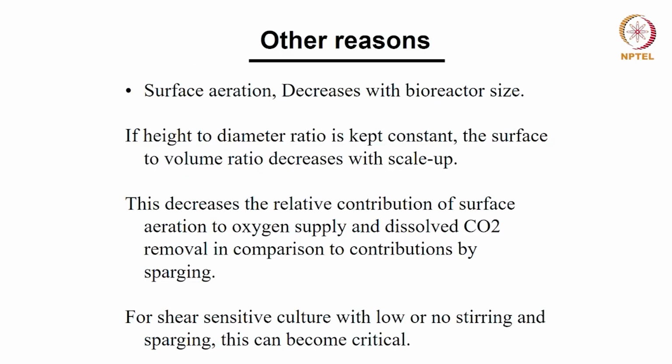Other reasons can be surface aeration, which decreases with the bioreactor size. If the height to diameter ratio is kept constant, the surface to volume ratio will decrease with scale up. So your surface aeration can get impacted. This would decrease the relative contribution of surface aeration to oxygen supply and dissolved CO2 removal in comparison to the contribution by sparging. So for shear sensitive cultures with low or no stirring and sparging, this scenario can become critical because it can then impact the process.